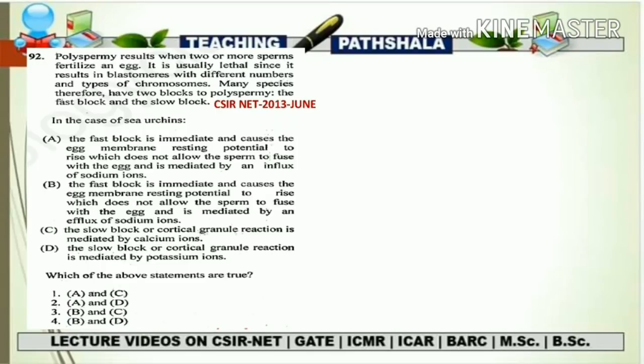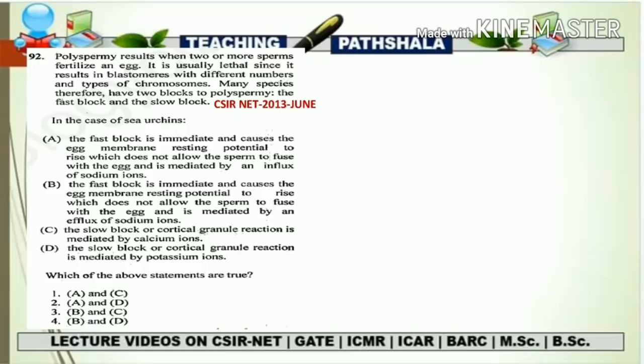The second statement is that the fast block is immediate and causes the egg membrane resting potential to rise, which does not allow the sperm to fuse with the egg, and is mediated by an efflux of sodium ions. This statement is not correct, because in this step they have mentioned an efflux of sodium. That means there would be removal of sodium from inside the egg, and there is no such event that takes place. So this B statement is totally wrong.